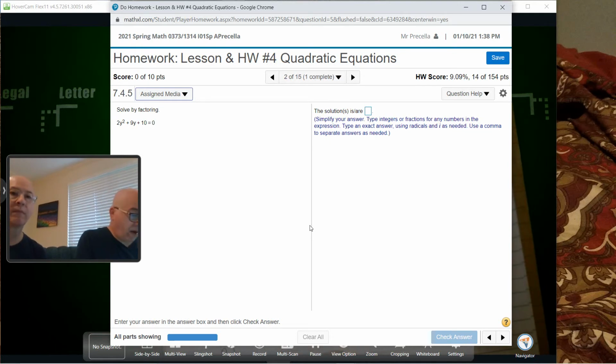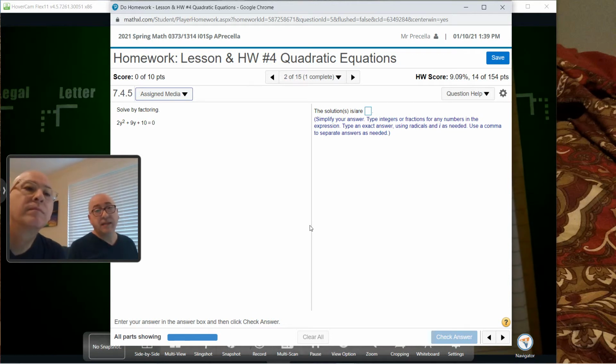2y squared plus 9y plus 10 equals 0. Well, second sign is plus, so 2 of the first sign. Oh, it's not a simple trinomial because there's this number here, but it's not too bad. 1 times 2. Now 10 is 1 times 10 or 2 times 5. So let me draw my parentheses.